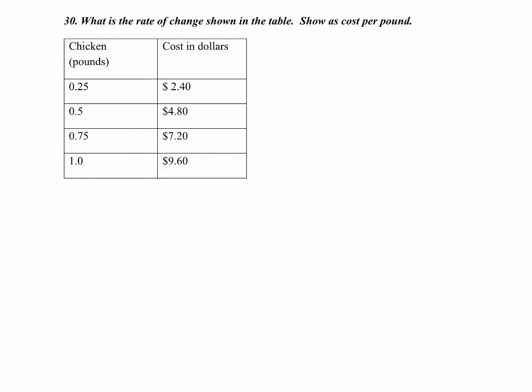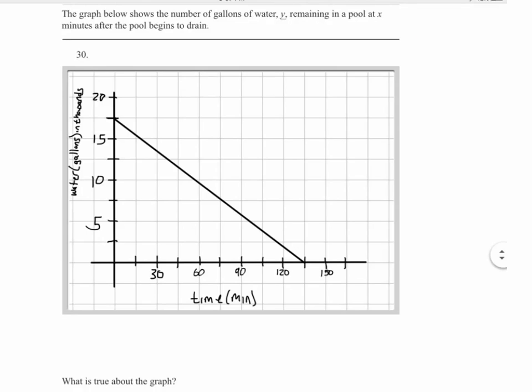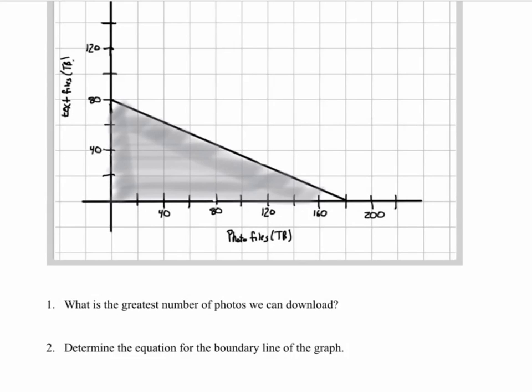What is the rate? Show cost per pound. This is the biggest mistake I'm seeing here. Cost per pound. A pound. We should be alright with this. Greatest number of photo files we can download. This is here.